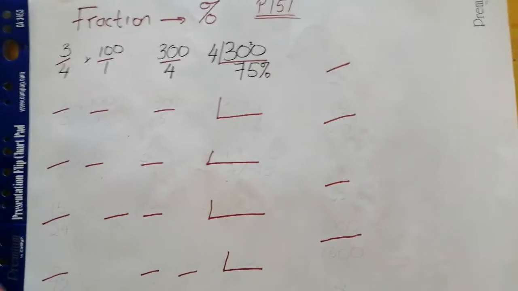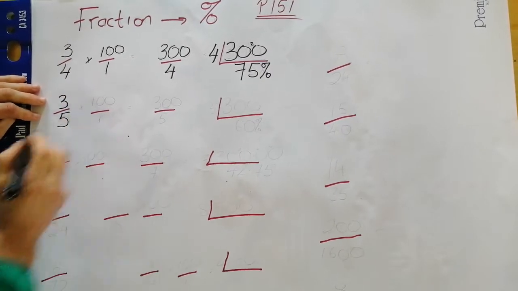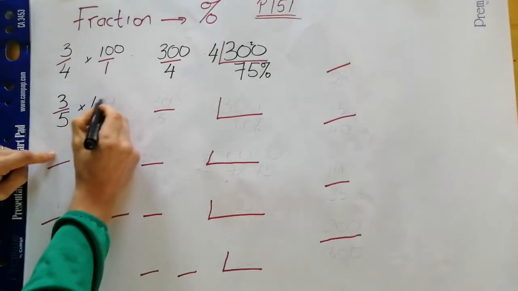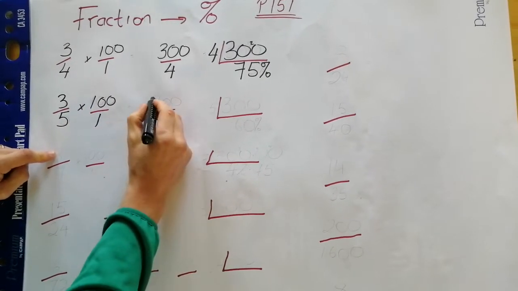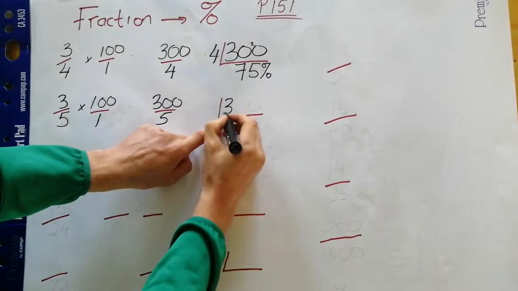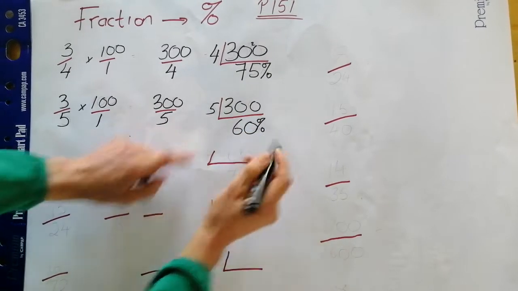I'll do the next one, 3/5. 3 over 5. Okay, we all know it's 60, but just in case, so multiply it by 100 over 1, and that gives us 300 over 5. So 300 divided by 5 gives us 60%.